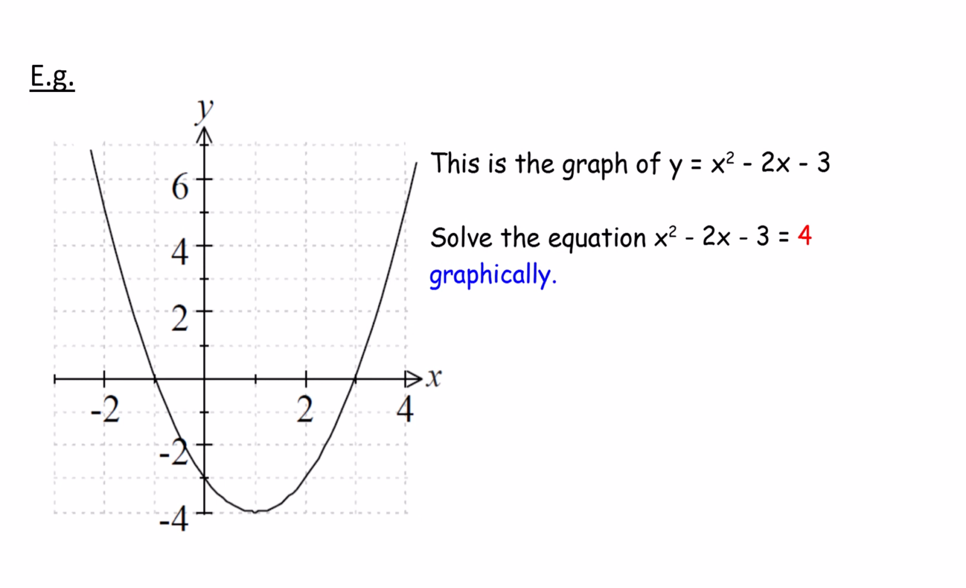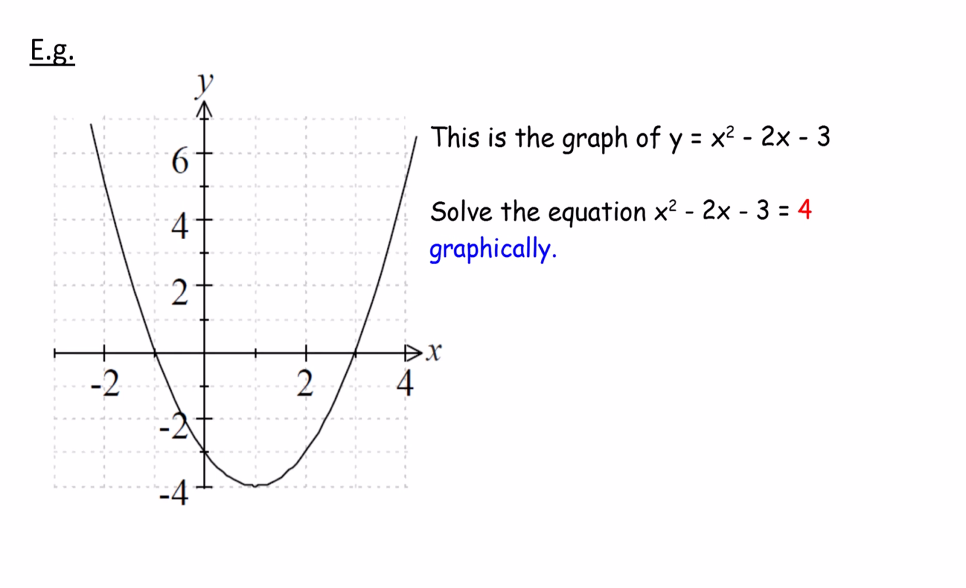The second example, very similar. This is the graph of y equals x squared minus 2x minus 3. Solve the equation x squared minus 2x minus 3 equals 4. Again, I've got effectively two equations. y equals x squared minus 2x minus 3, and that one is already plotted for you.